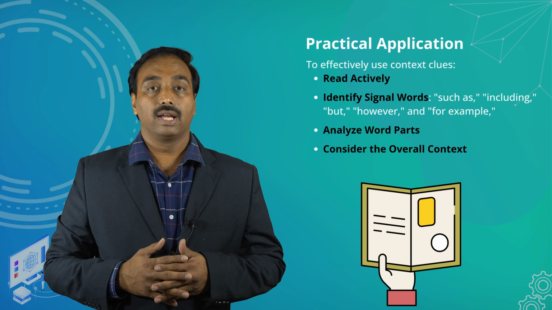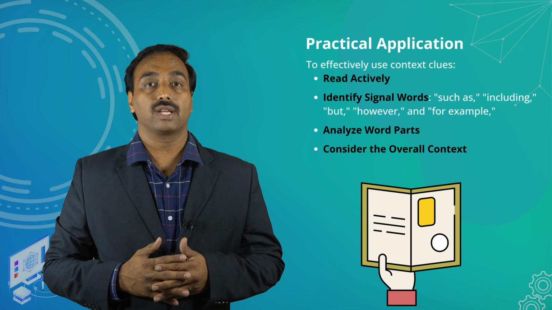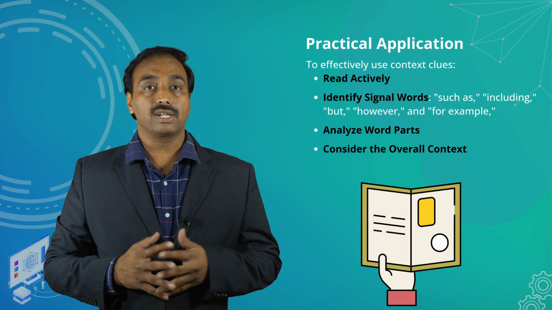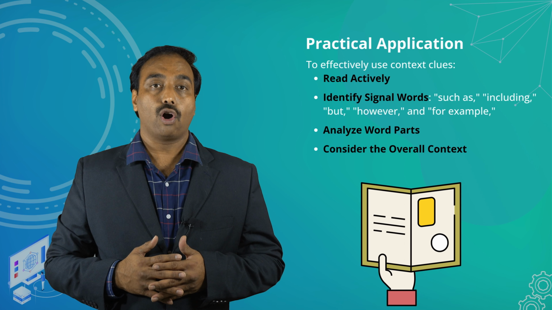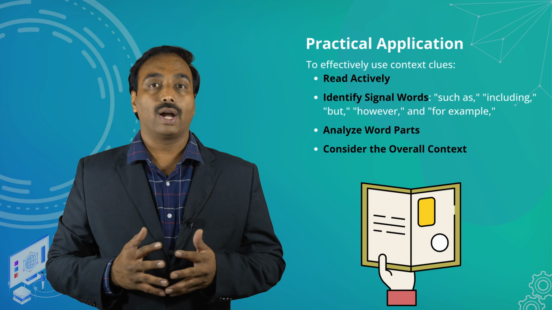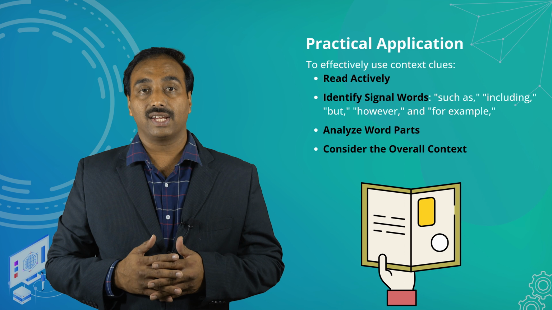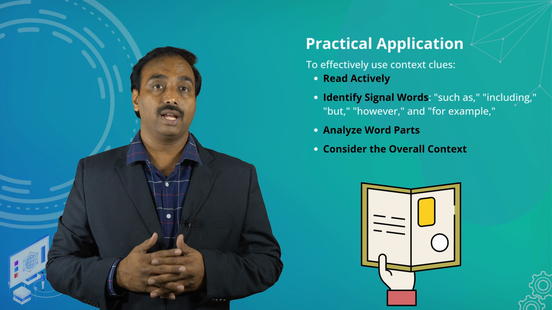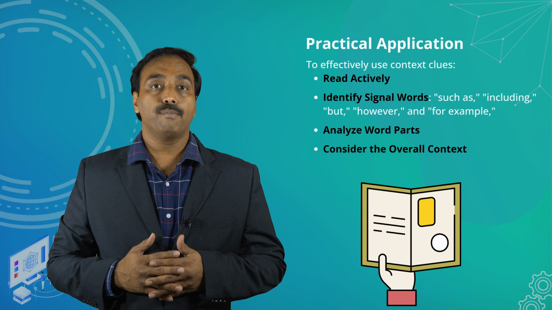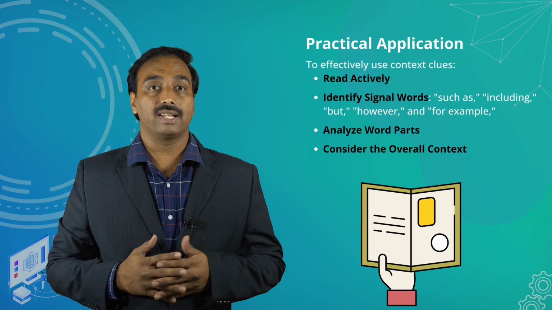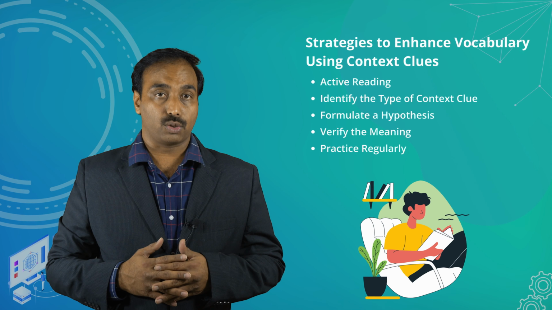Analyze word parts. Break down the unfamiliar word into its root, prefix and suffix to glean meaning. Consider the overall context. Reflect on the main idea of the paragraph or passage to inform your understanding of the word. By consistently practicing these strategies, readers can enhance their ability to decipher unfamiliar words and consequently improve their overall language skills. Now let us have a look at the strategies to enhance vocabulary using context clues.